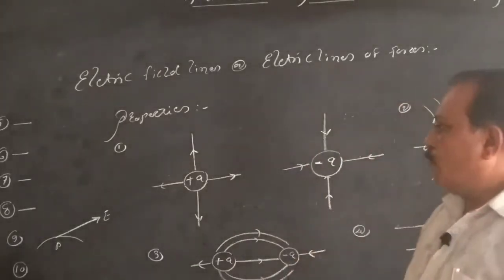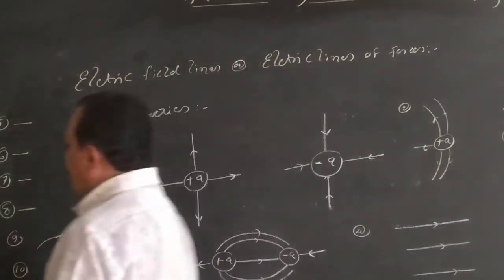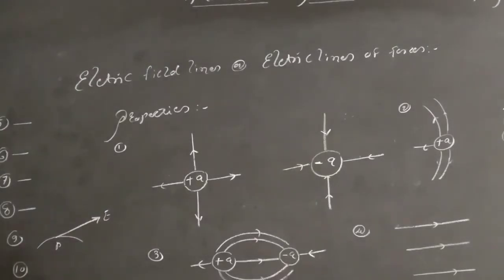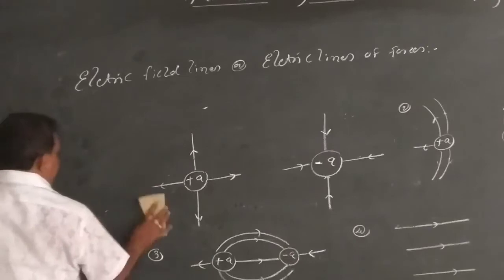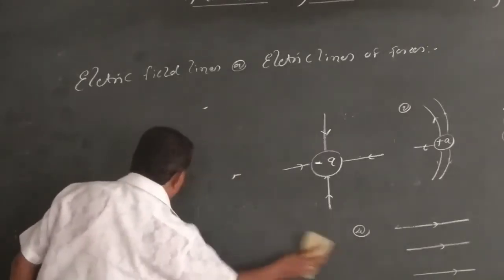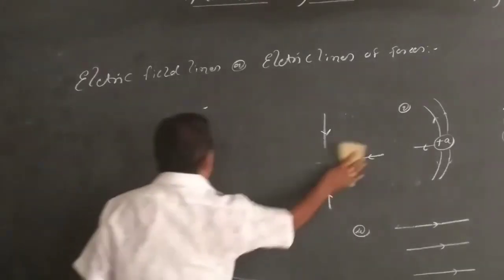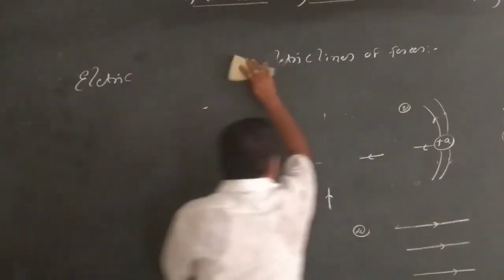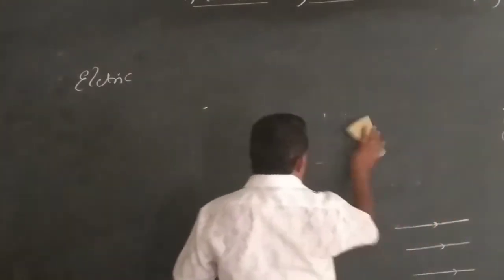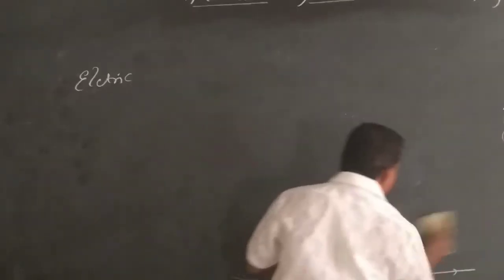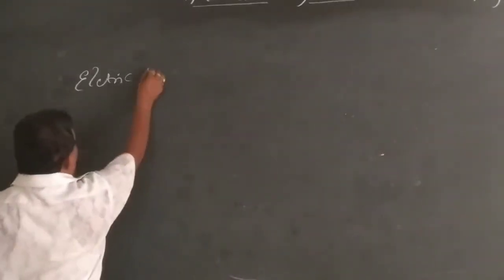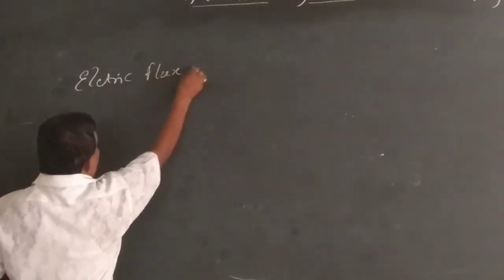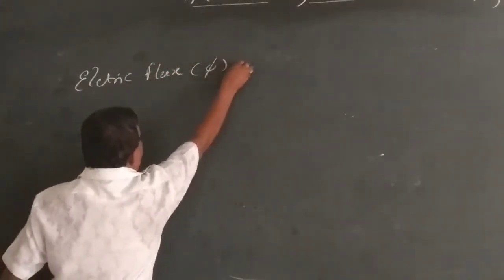Then I go for electric flux. So one more term, that is electric flux. That electric flux is related to what? Electric lines of forces. Then what is that electric flux? How is it represented? Then what is the expression for representation of the electric flux? Electric flux is represented by phi.